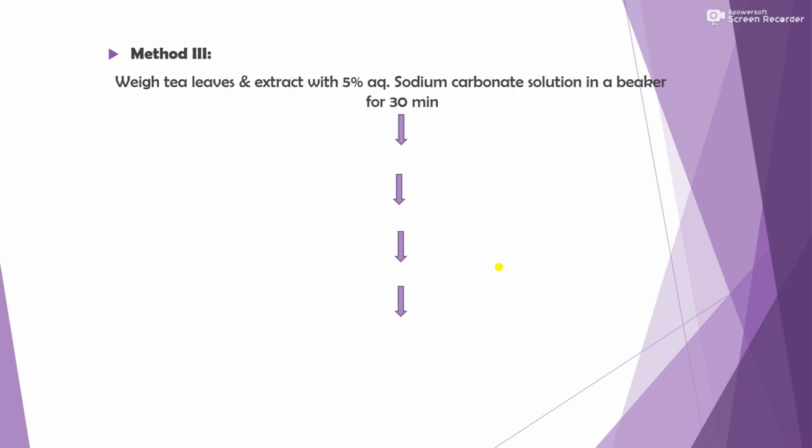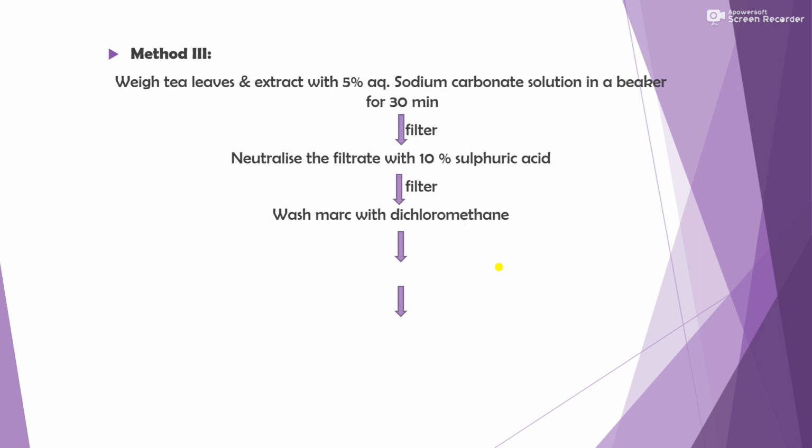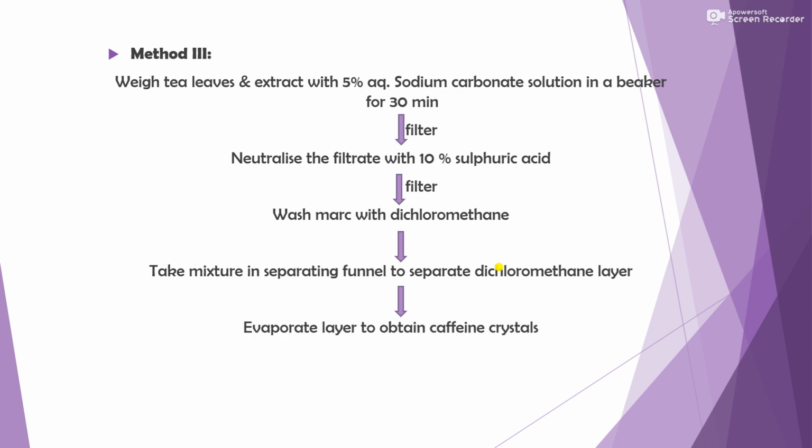Third method: weigh tea leaves and extract with 5% aqueous sodium carbonate solution in a beaker for about 30 minutes. Filter it, neutralize the filtrate with 10% sulfuric acid. Filter it again, wash the marc with dichloromethane. Take the mixture in a separating funnel to separate the dichloromethane layer. Evaporate the layer to obtain the caffeine crystals. So this is the third method for isolation of caffeine.